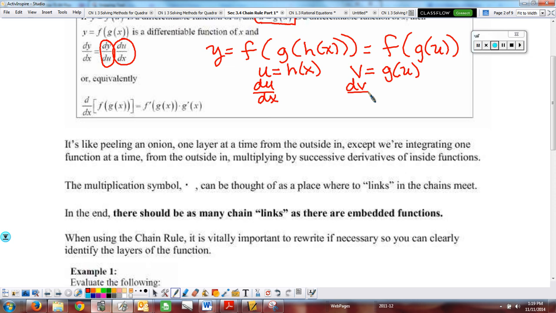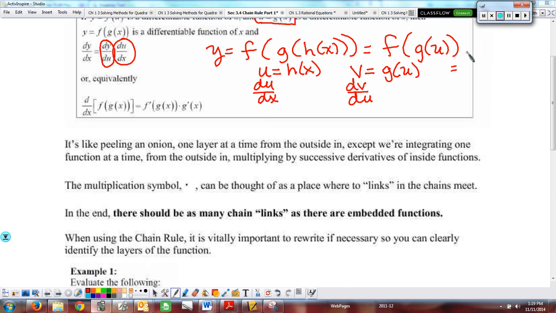And then I'm going to calculate dv/du, because that's the variable that's in there. This becomes f of v, and now we're going to find our rate of change of f with respect to v. So we're going to find dy/dv, because y equals this.